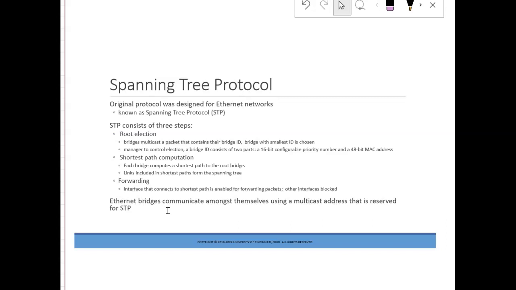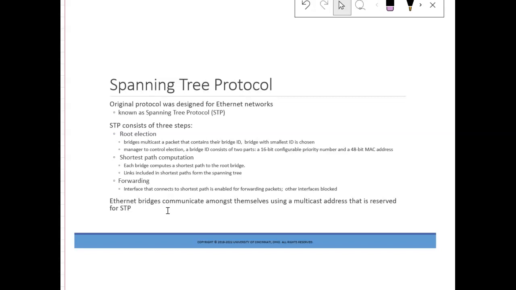Next, the shortest path computation is accomplished. Each bridge computes the shortest path to the root bridge. The links included in the shortest paths of all bridges form the spanning tree. Lastly, the forwarding process begins. An interface that connects to the shortest path is enabled for forwarding packets, and all other interfaces are blocked.